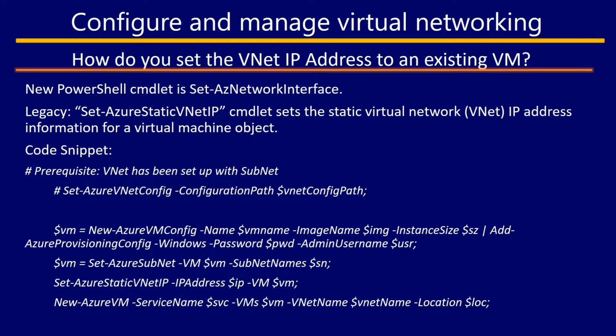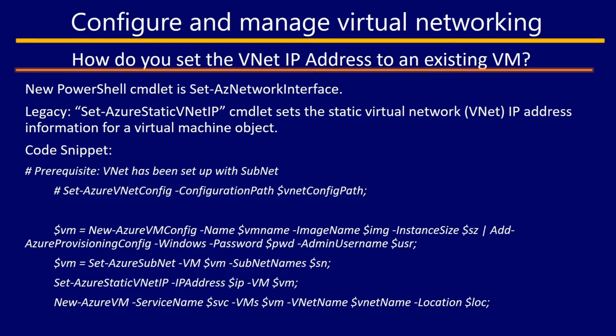I will be talking about the configure and manage virtual networking concept. This is one of the content areas of the Microsoft AZ104 exam. And the first question would be, how do you set the VNet IP address to an existing VM?